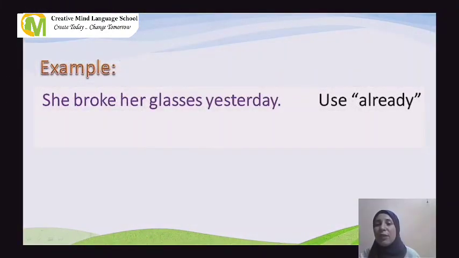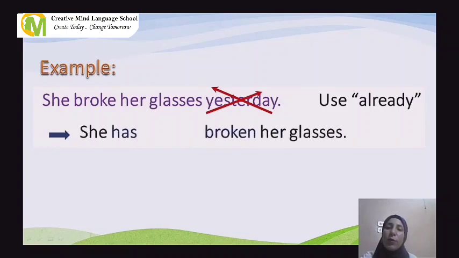Another example, she broke her glasses yesterday. Use already. This sentence is in the past simple because we have the key word yesterday. So, first of all, we are going to change the tense into present perfect tense. That's right. So, we should remove yesterday, and after that, we should change the tense of broke to be in present perfect tense. So, she has broken. What about already? Where can we put it? Between has and broken. She has already broken her glasses.